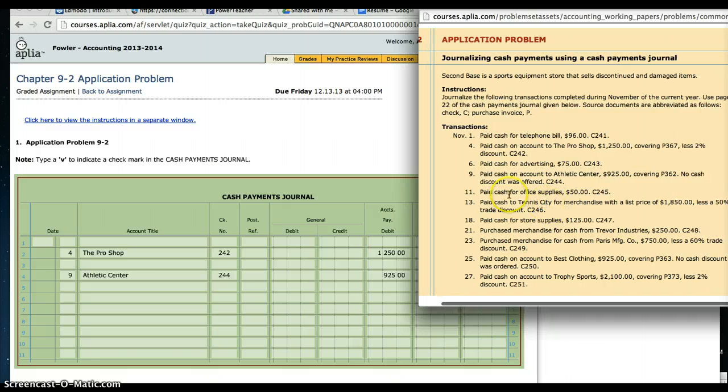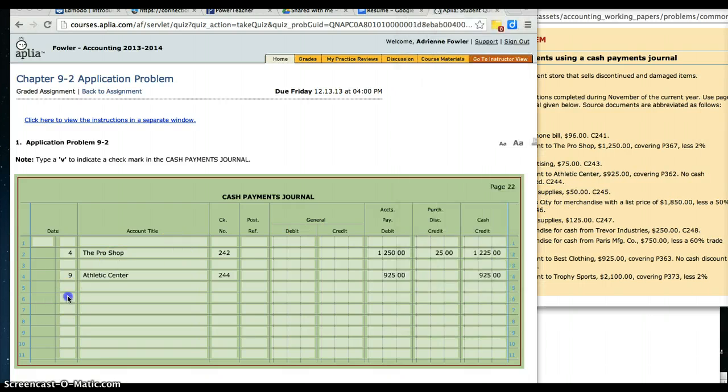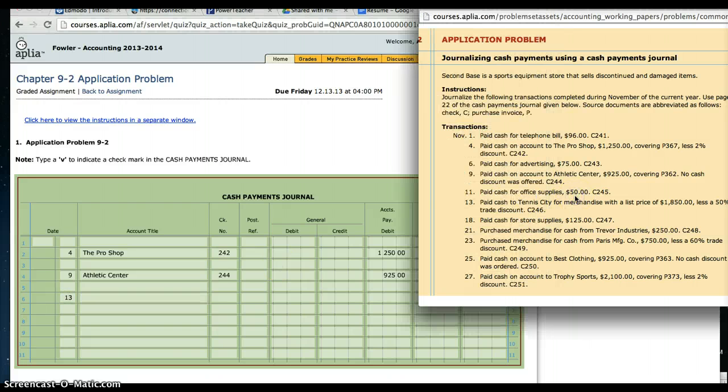The 13th, okay, this is one that you're going to need help with. So on the 13th, normally we use the purchases journal to buy merchandise, but that's only when we're charging. So here, when we are paying cash for merchandise, we are going to be putting it in the cash payments journal. Anytime there's a C, means a check, and that's going to go in the cash payments.